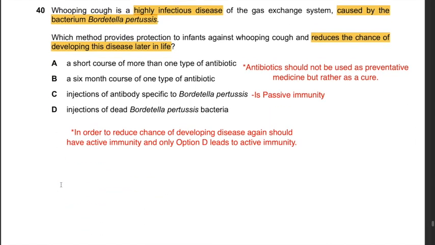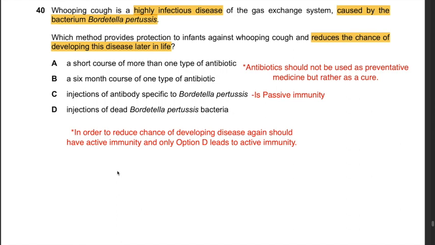Question 40. Whooping cough is a highly infectious disease of the gas exchange system caused by the bacterium. Which method provides protection to infants against whooping cough and reduces the chance of developing this disease later in life? A. A short course of more than one type of antibiotic. That is incorrect, as antibiotics should not be used as preventative medicine but rather as a cure. Therefore, antibiotics are only used if the infant develops whooping cough, not to prevent them developing this disease later in life. Therefore, A is incorrect.